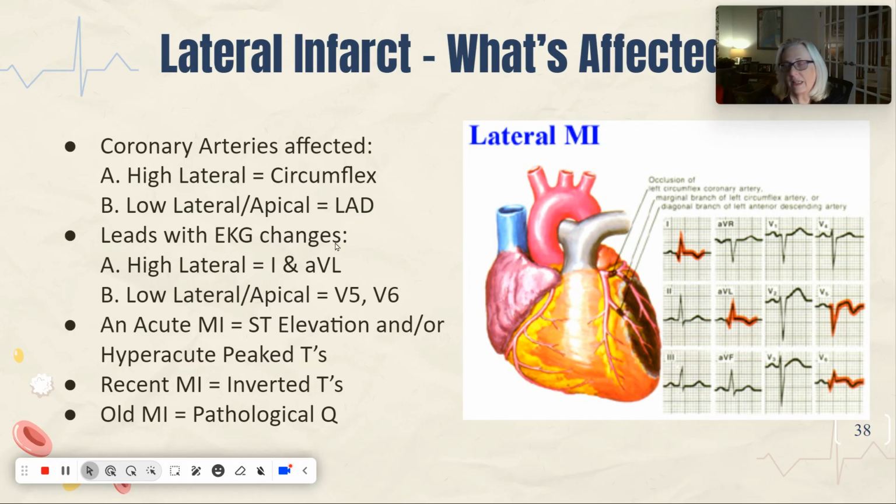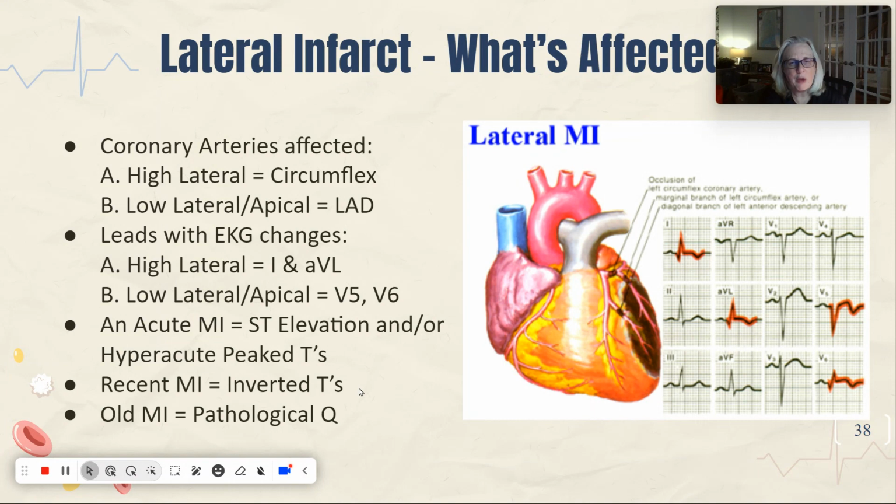The changes that we would see in those EKGs, in high lateral, again, it would be 1 in AVL, and low lateral would be V5 and 6. So again, if it's an acute MI, it's happening now. We will see definite ST elevation or peaked T waves in either 1 in AVL or V5 and V6. If it was a recent MI, so it happened a few days ago while the guy was shoveling his driveway, you would see inverted T's in either 1 in AVL or V5 and V6. And if it's an old MI, happened several months or several years ago, we'll see that pathological Q.